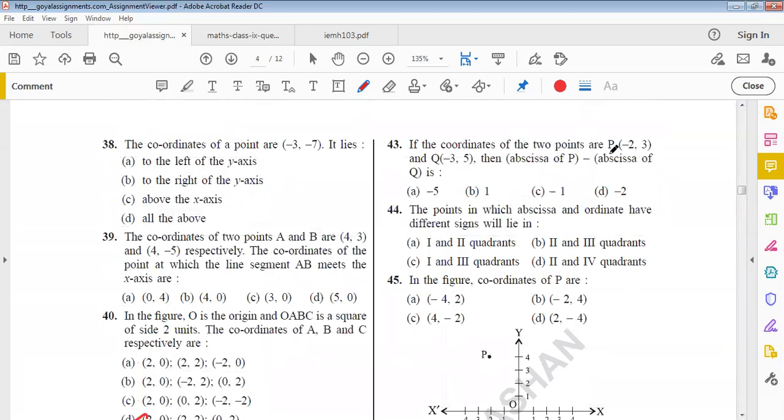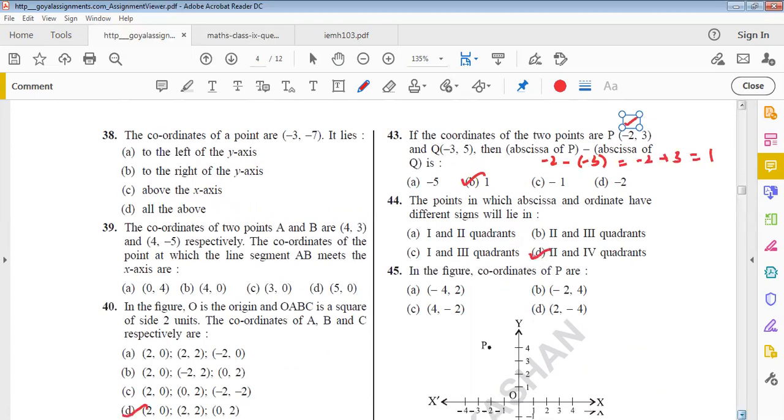If the coordinates of the points are P(-2, 3) and Q(-3, 5), the abscissa of P is minus 2, and the abscissa of Q is minus 3. Minus 2 plus 3, which is 1. If the abscissa and ordinate of a point have different signs, plus minus or minus plus, where will it be? It lies in the second and fourth quadrants.